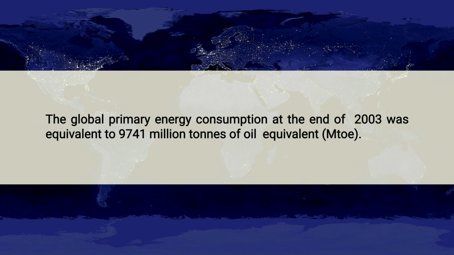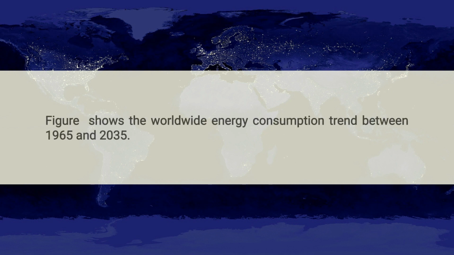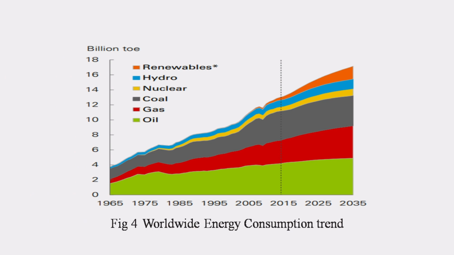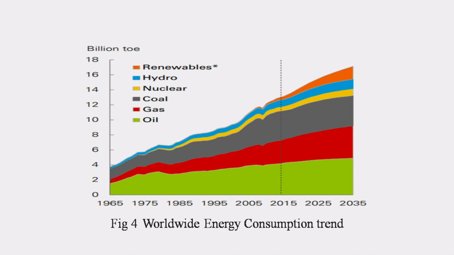The global primary energy consumption at the end of 2003 was equivalent to 9,741 million tons of oil. The figure shows the worldwide energy consumption trend between 1965 and 2035. It is evident that among the diverse energy sources, there is a high consumption of limited and non-renewable energy sources like oil, coal and gas, which determine the production of capital goods and competitiveness. The figure shows in what proportions the sources mentioned above contributed to this global figure.